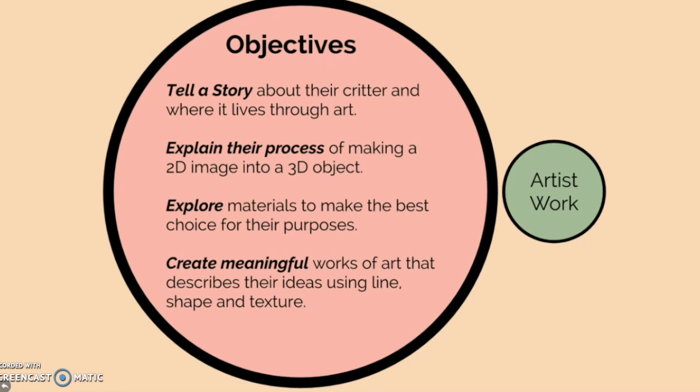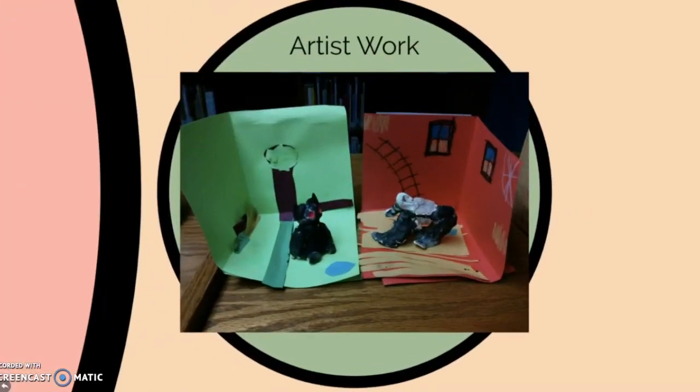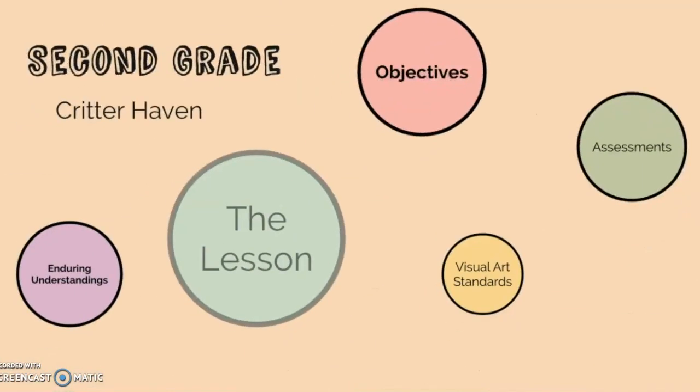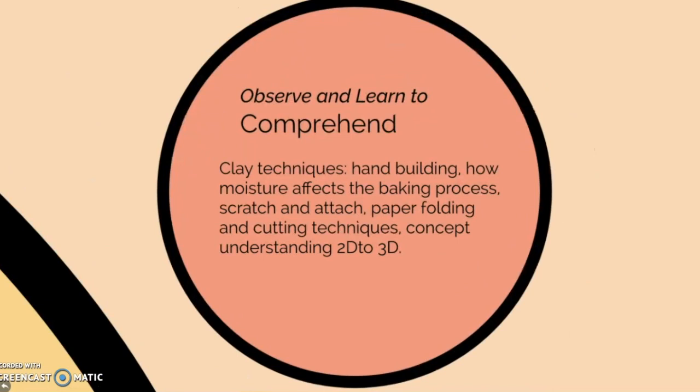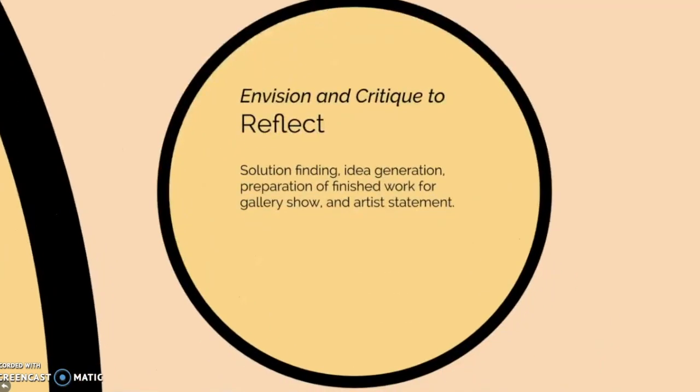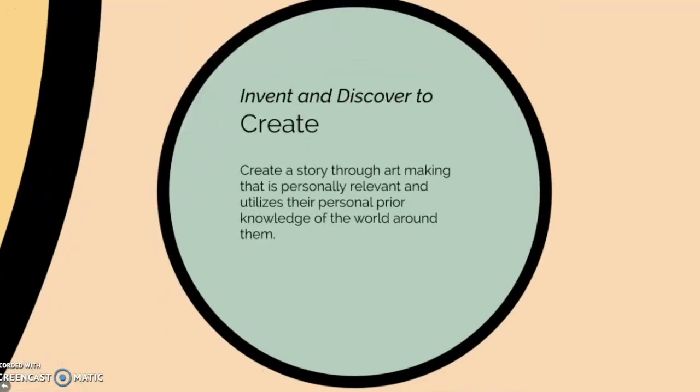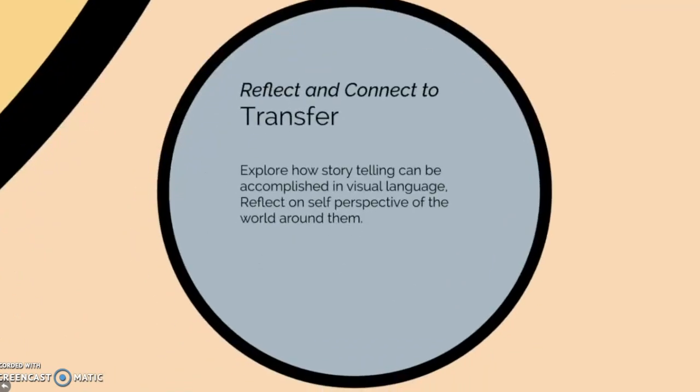Connecting the standards to this lesson, we'll begin with comprehend. Learners explored materials, learning limitations of their materials, basic hand building techniques for clay, new folding and cutting techniques with paper, and the concepts of 2D versus 3D. Reflect. Learners worked through their ideation and prepared their finished work for a presentation in a gallery setting. Create. Learners created personally meaningful art and stories about their art, utilizing prior knowledge and new knowledge about the world around them. Transfer. Storytelling through visual language about personally relevant ideas.